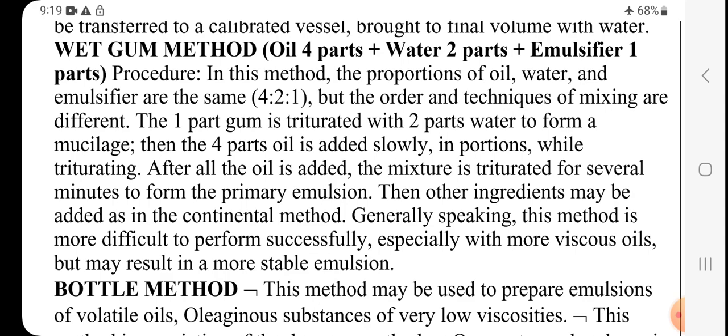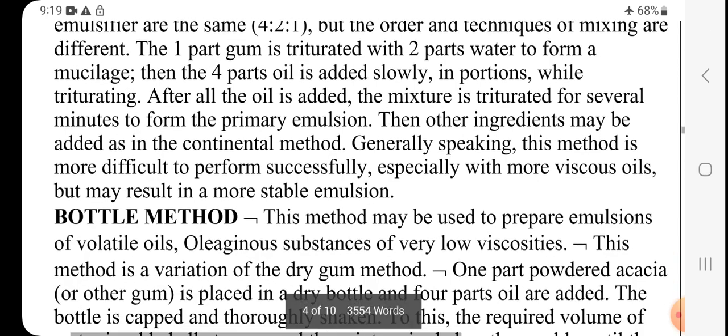So if we look, this method is more difficult to perform because there are chances that the emulsion may crack or break. These problems occur especially with more viscous oils, but it may result in a more stable emulsion. Then the next one is the bottle method.